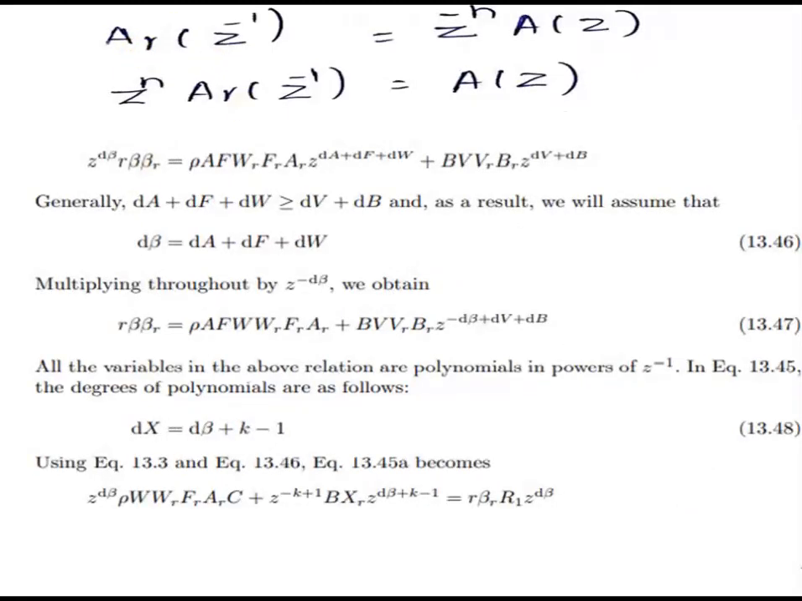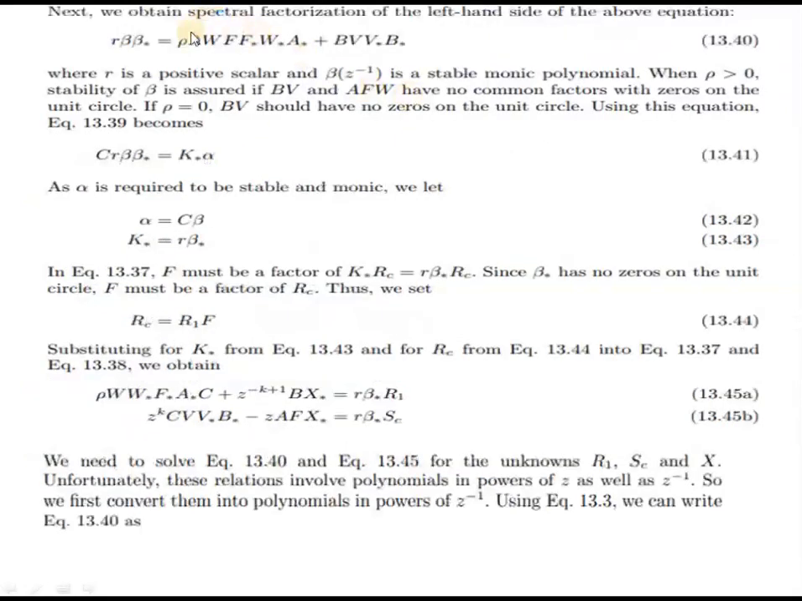Here you can see A(z) is replaced by z raised to n into A_R(z inverse). That's why here B star is replaced by B_R into z raised to beta. Likewise, these polynomials are already in z raised to minus 1, and these polynomials are in z raised to plus 1. Therefore we have to convert this polynomial from z raised to plus 1 to z raised to minus 1. And that's why we have to use the spectral factorization property.